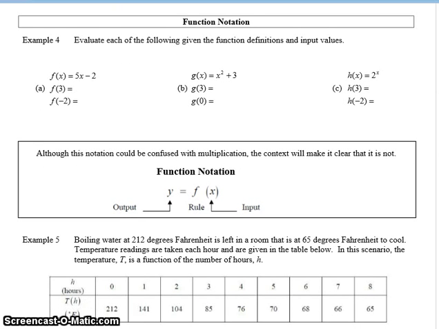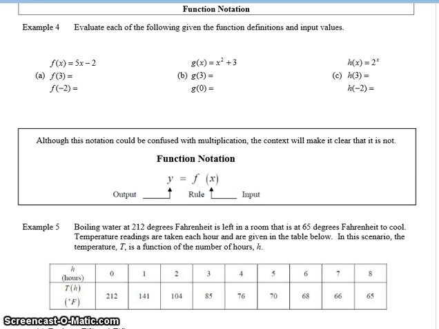Okay. Example 4, function notation. Evaluate each of the following given the function definitions and input values. Okay, so now algebra year, Common Core algebra, 9th grade. You also learned about function notation. So basically this is saying right here, let your x be 3. So you're going to go 5 times 3 minus 2, and you get 13.